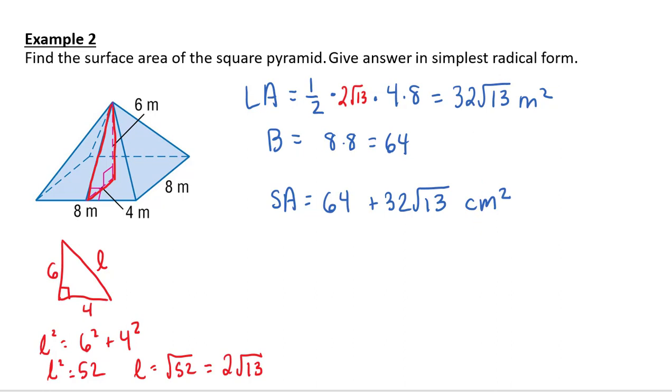I don't know where I got centimeters from. Ooh, I'm not doing too well on this example. Let's move on to the next one.